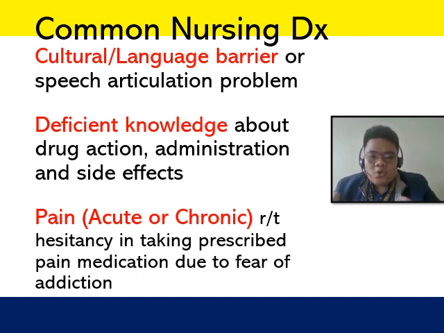Then you can have acute pain related to hesitancy in taking prescribed pain medication or fear of addiction. So that could be acute pain or chronic pain. Chronic pain is 6 months or more. Now, oftentimes, class, your patients who are in pain would say, I would not take the medication because I'm still not in pain.